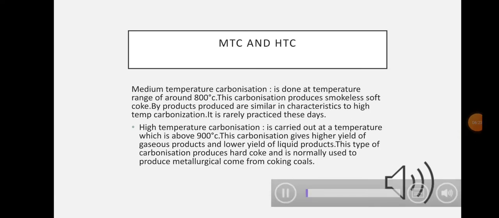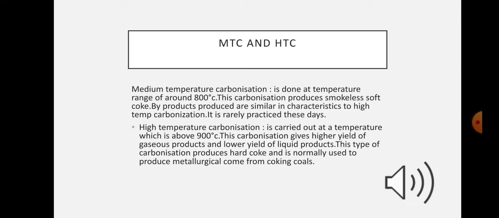And next is medium temperature carbonization. In medium temperature carbonization, the temperature range is around 800 degrees Celsius, and this carbonization produces smokeless soft coke. Byproducts produced are similar in characteristics to high temperature carbonization, and it is rarely practiced these days.